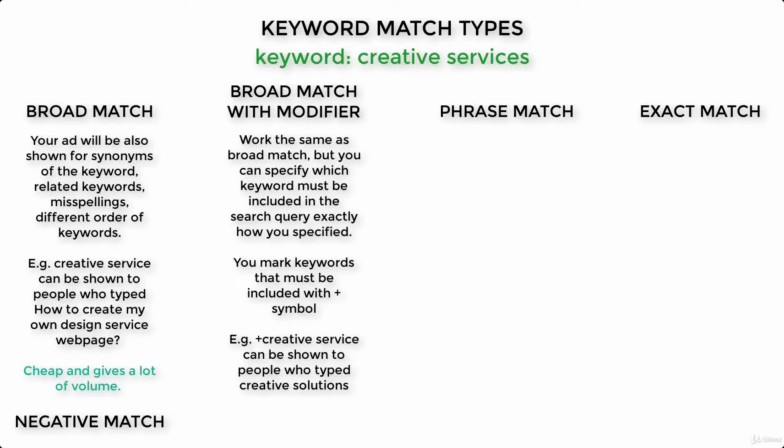It works just as a broad match, with the exception that you tell Google that one or more keywords must be used in a user search query exactly how you specified them. You mark those keywords with a plus symbol in front of them. So if we used the keyword "creative +services" with a plus sign in front of services, our ad can be shown to people who are typing in the search bar "creative solutions" or "business solutions for creative people." The point is, the creative word must be included.